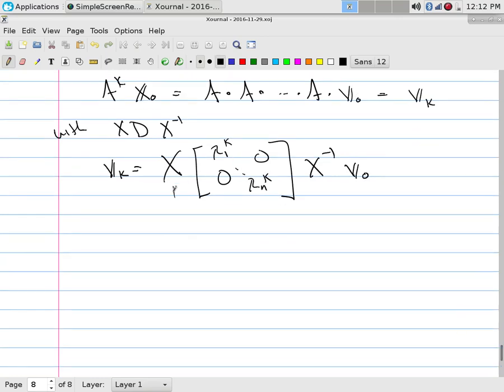This is the eigenvectors, and this is the eigenvalues all raised to the kth power. But an eigenvalue is just a number, right? I can take a number to the kth power.